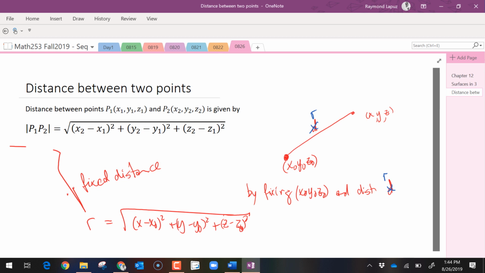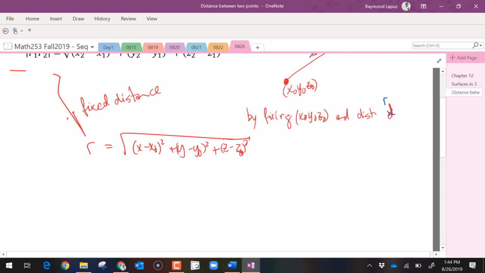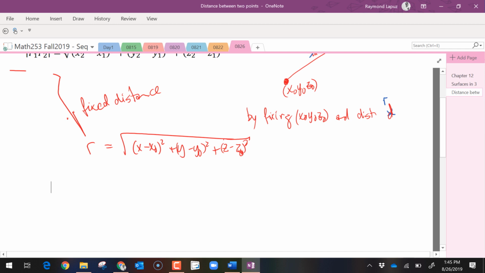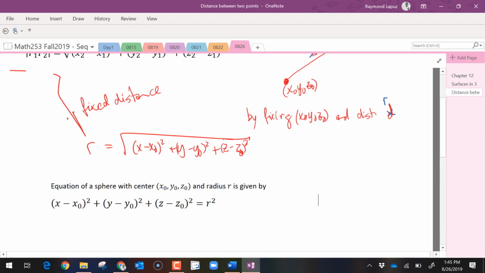And you could probably make it look a little bit nicer by squaring both sides. And by squaring both sides, then we actually get the equation of a sphere. So if you know a fixed point, and the fixed point will end up being the center of your sphere, and then you know your radius, then you can express this as the equation of the sphere.